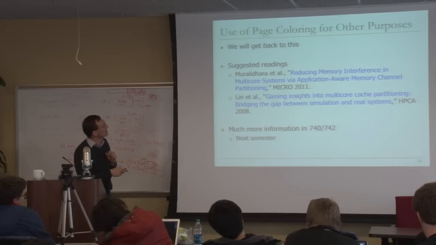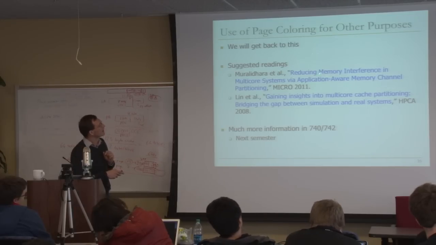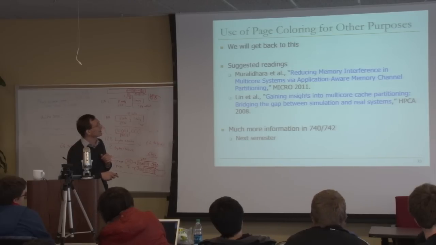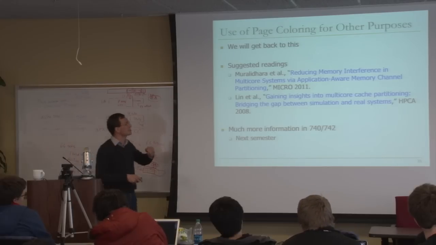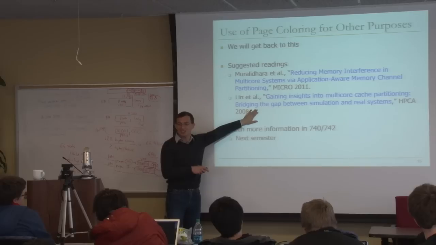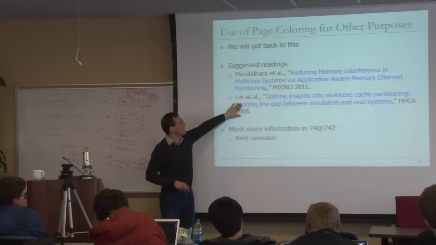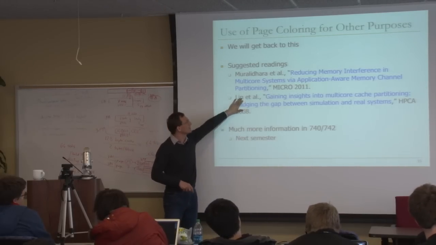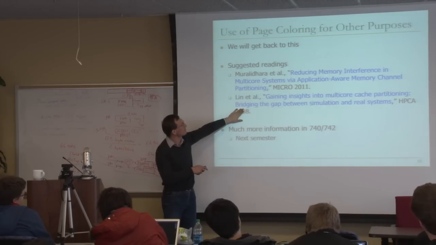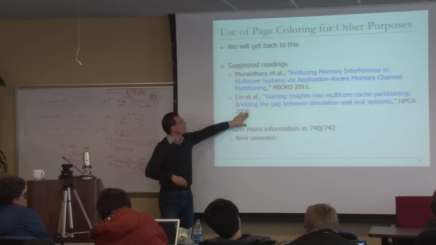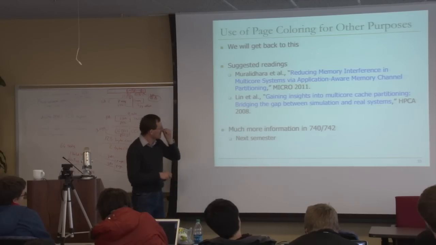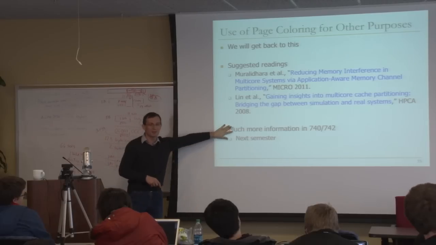There are some suggested readings on this. One of them actually does what I described, memory channel partitioning. This is one of my student Lavanya's work. And the other one looks at cache coloring, page coloring in caches. It partitions caches across different applications that are sharing the cache using page coloring such that they get more performance and fairness. Similar to this one, this partitions the memory channels. This partitions the cache across different applications. And there's much more information in 740 and 742.